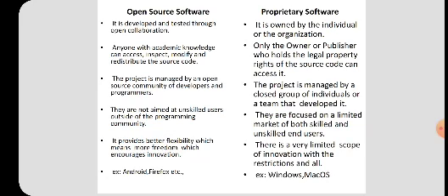Okay. And then the fourth point, open source projects are not aimed at unskilled users outside of the programming community. But proprietary software is focused on a limited market of both skilled and unskilled end users. Okay. And then the fifth point, open source provides better flexibility, which means more freedom, which encourages innovation. But in proprietary software, there is very little scope for innovation because of the restrictions. So for example, open source software: Android, Firefox, etc. And proprietary software: Windows, Mac OS.